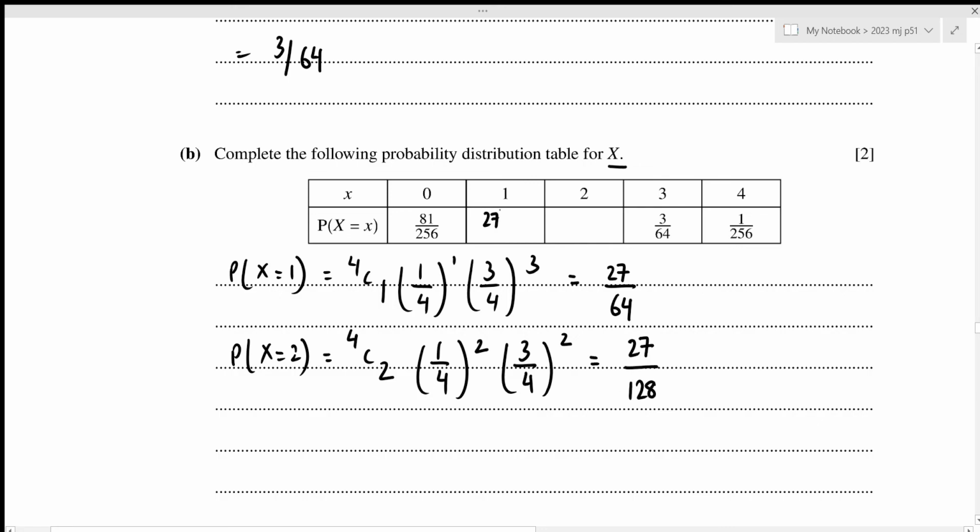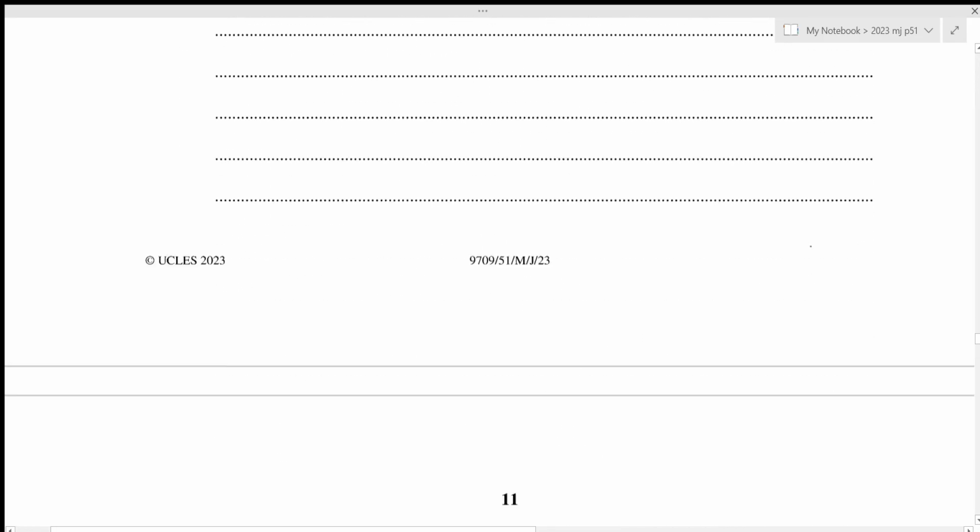So 27 by 64 and 27 by 128. And we can verify our answer by adding all of these probabilities. It should be equal to 1, which it is in this case. That's all for the second part.